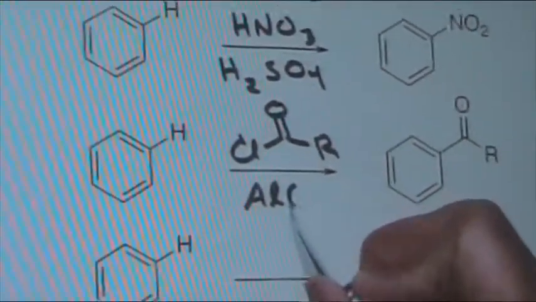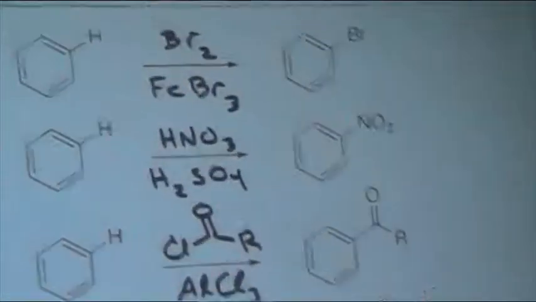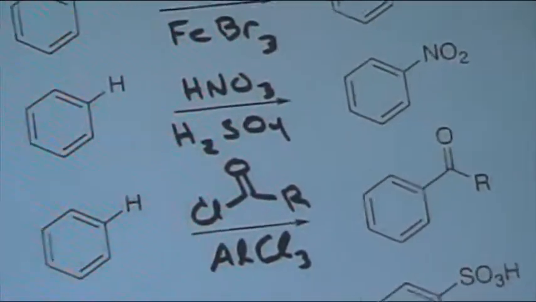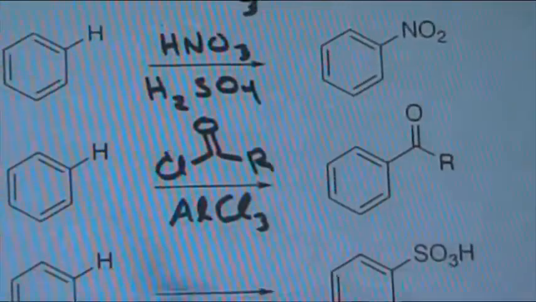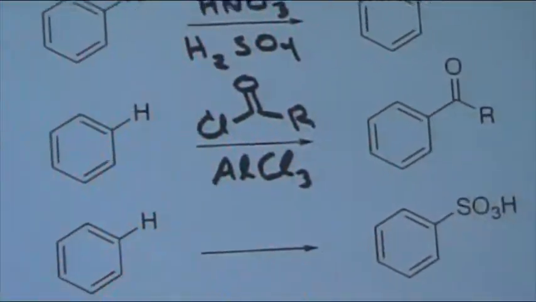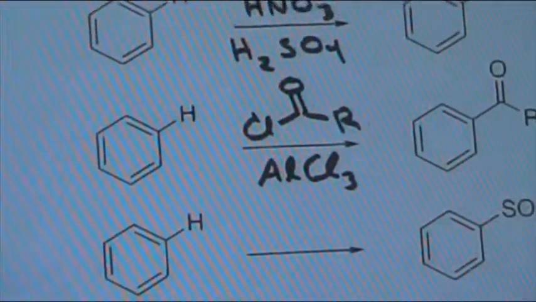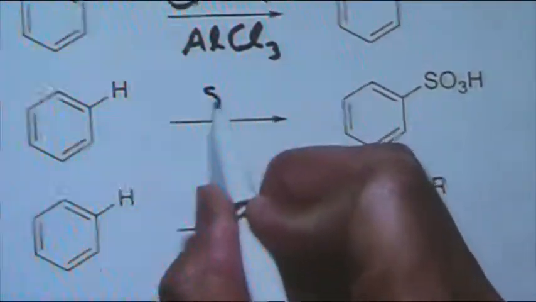And once again, we need a Lewis acid, and the Lewis acid we use is not this iron Lewis acid, it's aluminum trichloride. So aluminum is also a very powerful Lewis acid that's going to initiate the reaction. So acid chloride plus aluminum trichloride, and that allows you to substitute hydrogen atoms with carbon-carbon bonds. Very powerful stuff. Okay, so this 4th reaction, reaction number 4, we're going to take sulfur trioxide.